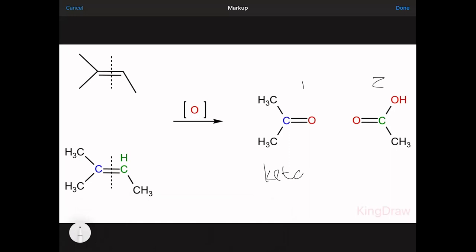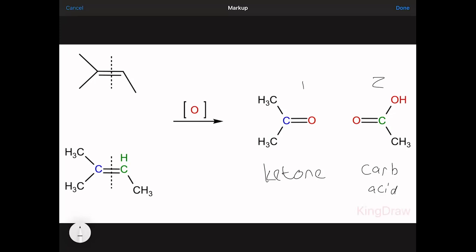I thought it was hydrogen. It would have been a hydrogen if we didn't fully oxidize it. Sorry, that's a lie. The right-hand side could have been an aldehyde if we didn't add the OH. And then the right-hand side is what? Carboxylic acid, correct. So we have two different products: a ketone on the left and a carboxylic acid on the right.